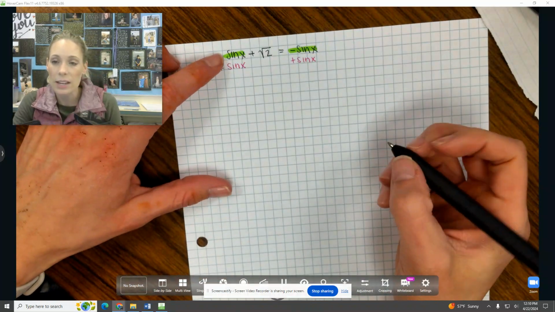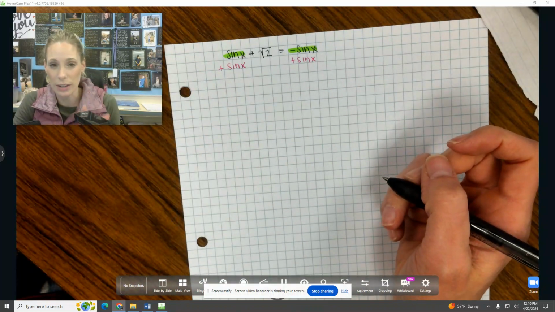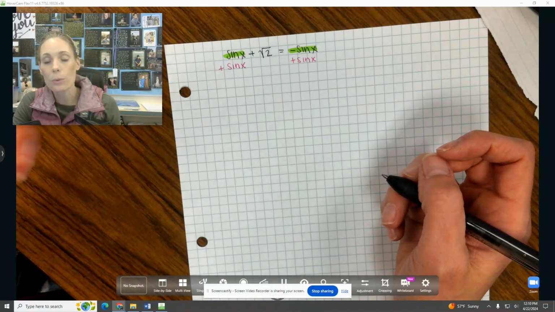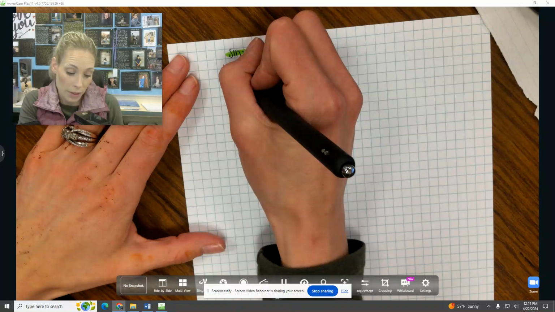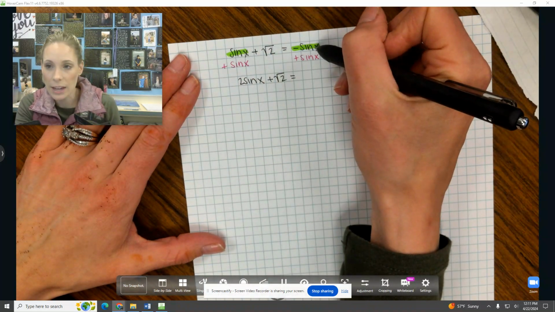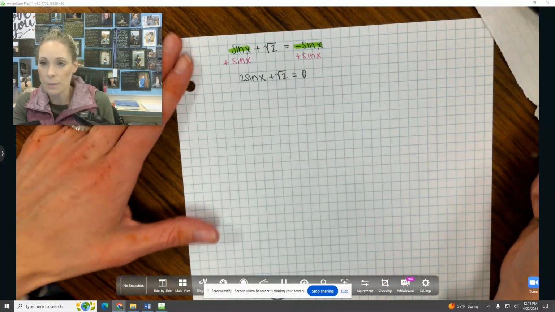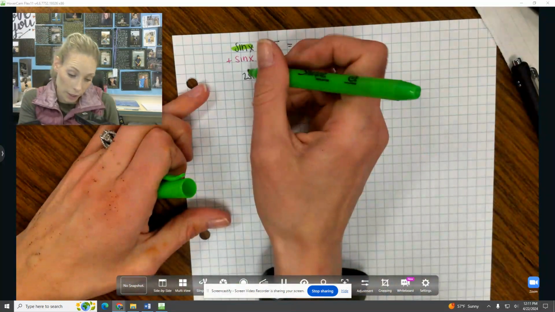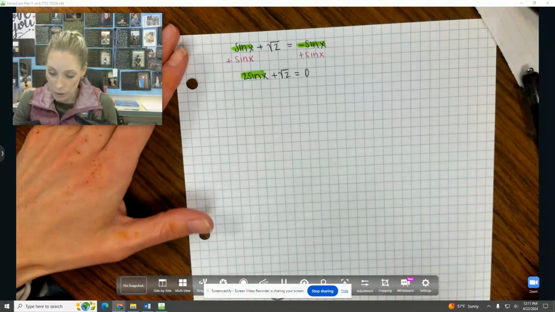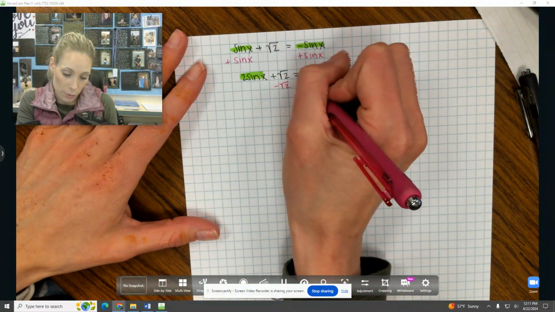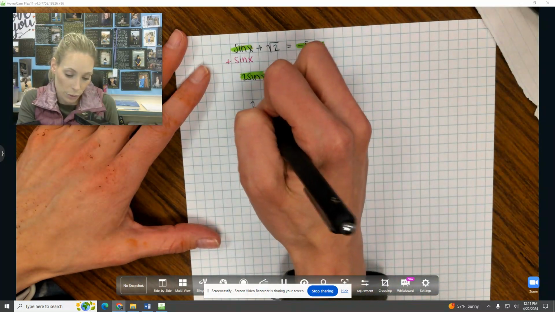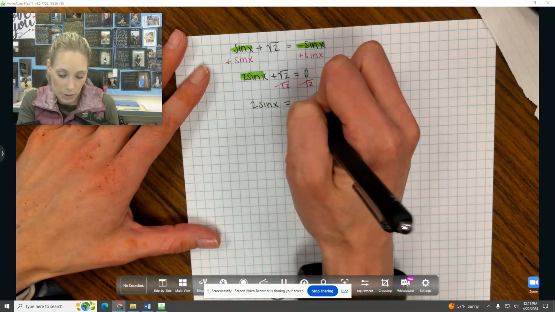When we add, sine of x plus sine of x is 2 sine of x. Common misconception, a lot of people put sine squared. Sine squared only comes from sine times sine. So this is 2 sine of x plus the square root of 2 equals, well, negative sine plus sine is 0. Now, here's our term that has an x in it. We're trying to isolate our term with an x in it. We've got to subtract the square root of 2 to get it onto the other side of the equation. So these cancel, and we're left with 2 sine of x equals negative root 2.